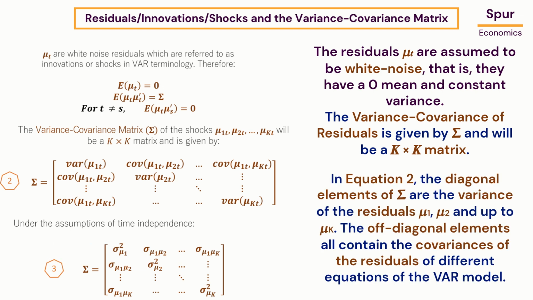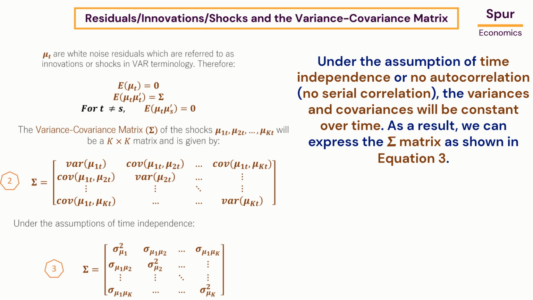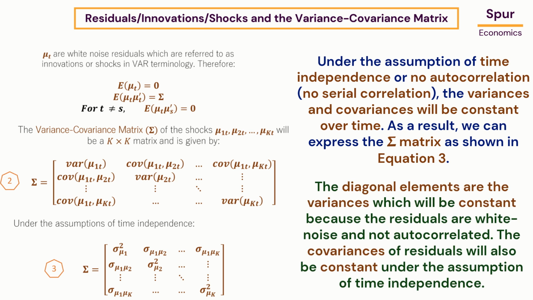In equation 2, the diagonal elements of sigma are the variance of the residuals μ1, μ2 and up to μk. The off-diagonal elements all contain the covariances of the residuals of different equations of the VAR model. Under the assumption of time independence or no autocorrelation, the variances and covariances will be constant over time. As a result, we can express the sigma matrix as shown in equation 3. The diagonal elements are the variances, which will be constant because the residuals are white noise and not autocorrelated. The covariances of residuals will also be constant under the assumption of time independence.